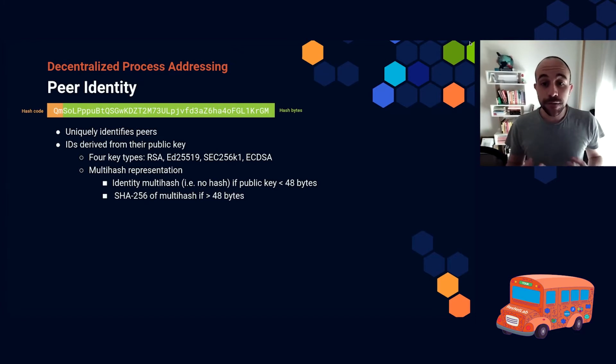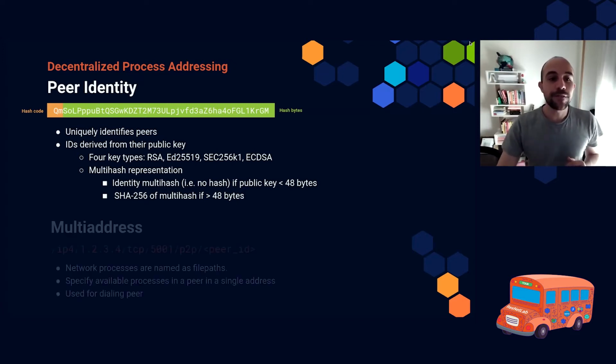In this case, we use SHA-256: we hash the public key and create the multi-hash, which in the end is just adding the prefix to specify that we hashed with SHA-256, followed by the bytes resulting from hashing the public key with SHA-256. If we use a public key that is below 48 bytes, we don't need to do any kind of hash. The ID is directly the public key of the peer, and we add as a prefix what we call the identity multi-hash, which actually says that there is no hash and this is exactly the public key. So we are identifying the peer directly through its public key. This is one of the key points that allow us to have decentralized process addressing.